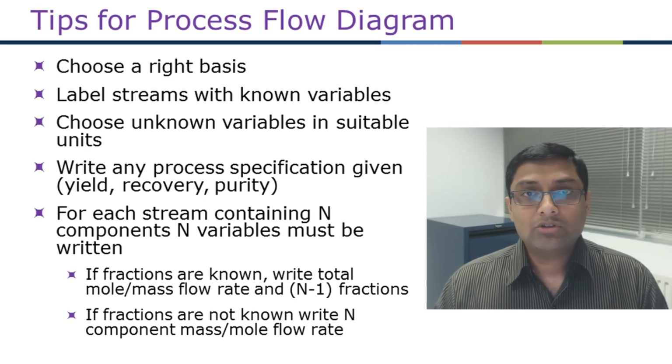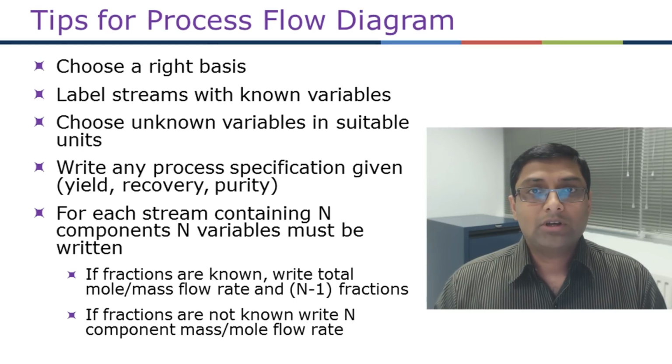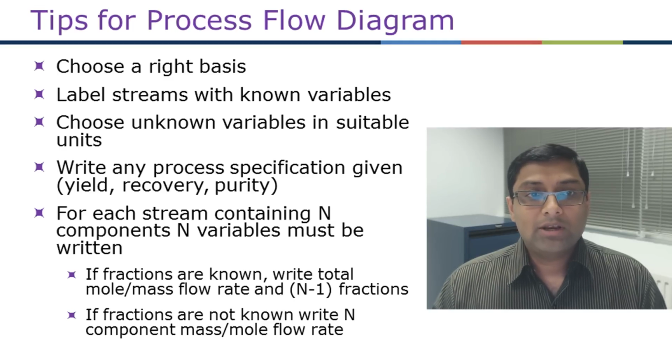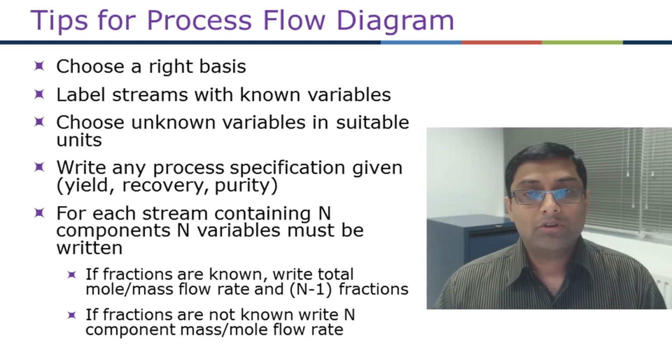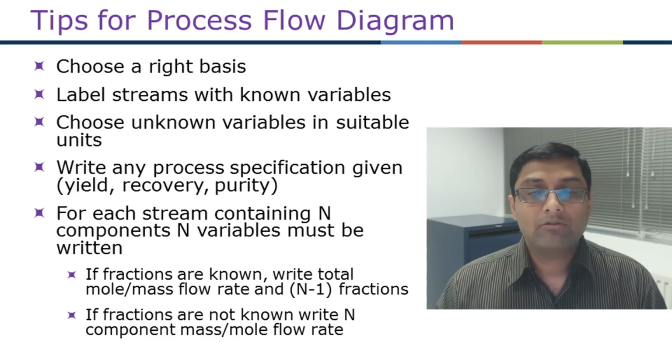Then we draw the units, which are boxes, and then the streams are drawn as arrows. These arrows are then labeled with the process variables. The known variables like mass flow rate or composition should be labeled along with any other process variable like temperature and pressure, which are relevant for energy balances, but it's a good habit to have right from the start.